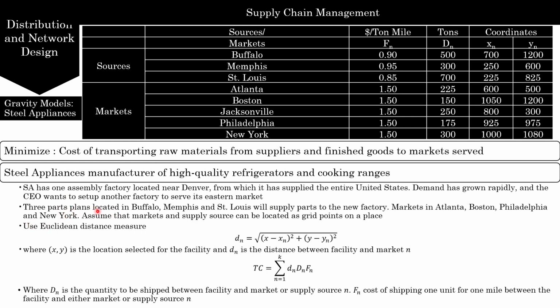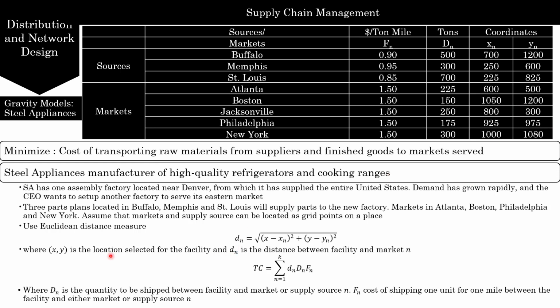3 parts plants located in Buffalo, Memphis, and St. Louis will supply parts to the new factory. Markets in Atlanta, Boston, Jacksonville, and Philadelphia and New York. These are the markets. Assume that markets and supply sources can be located as grid points. So that's the coordinates. If you can locate it in a grid in a map, and here are the X and Y coordinates.